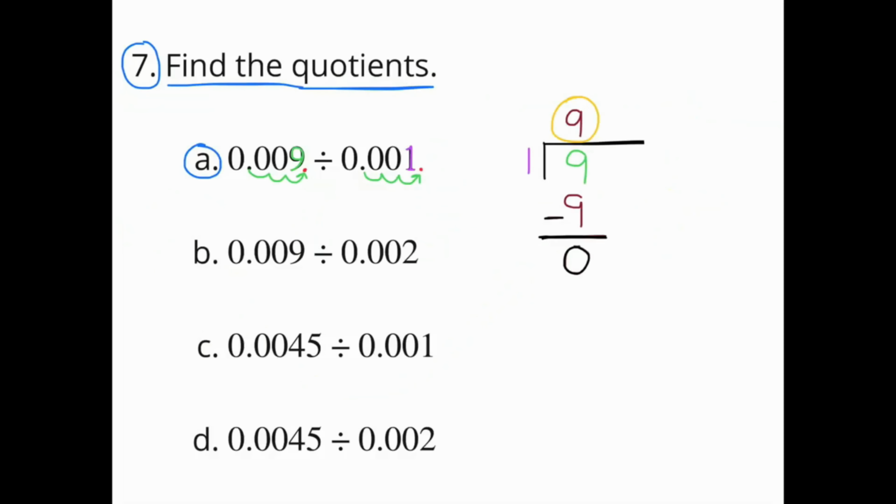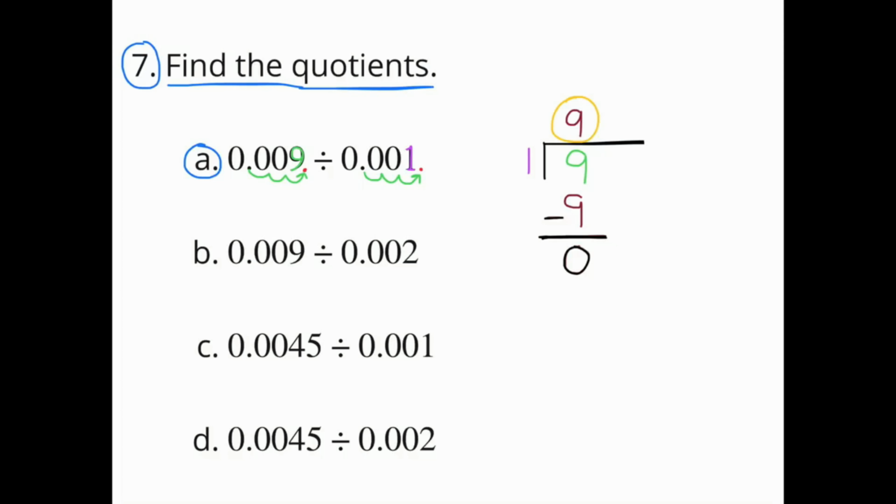Number 7. Find the quotients. The strategy here is to turn these decimals into whole numbers. A. 9 thousandths divided by 1 thousandths. That's the same as 9 divided by 1. And 9 divided by 1 is 9. Or 1 goes into 9 9 times.